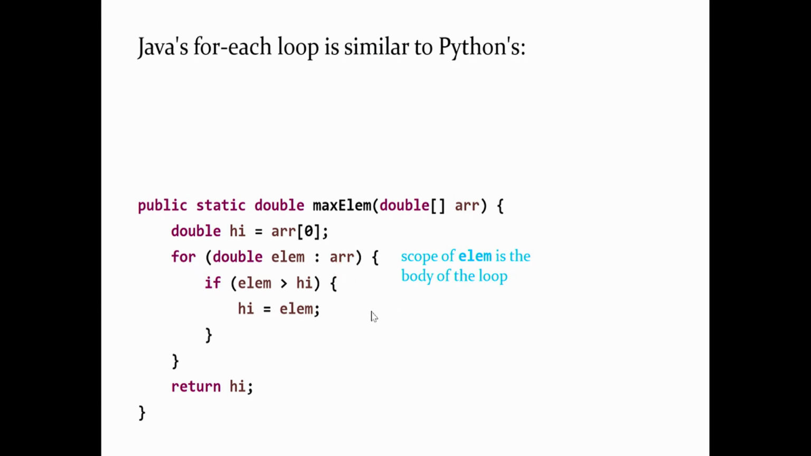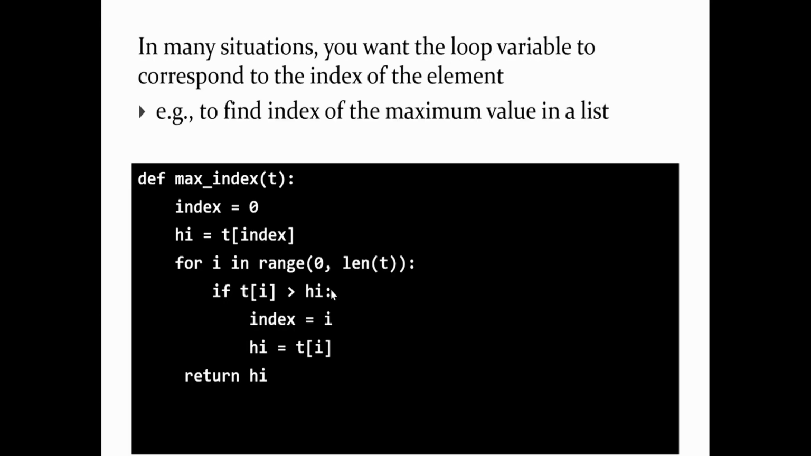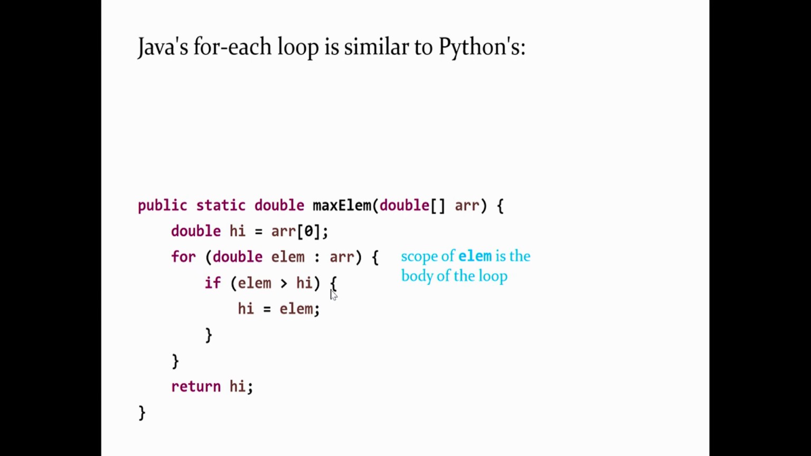And now the rest of it is just a regular if statement. Now the scope of elem is the body of the for loop. So when you declare elem here, you can use it anywhere between these two braces. And that becomes your loop variable. All right, so basically the exact same as Python, syntax is slightly different.